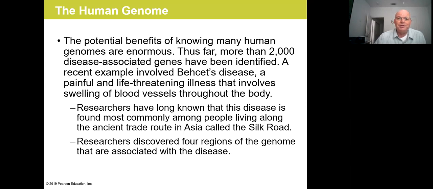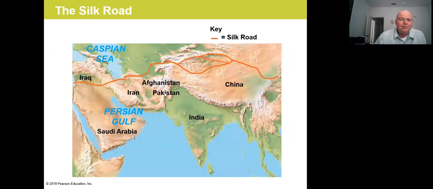So here's another disease that I had never heard of until I read this section in the textbook. Behçet's disease affects blood vessels, and it is found along the Silk Road. And this is the Silk Road leading from the Middle East through to China. This is the road, in fact, that Marco Polo followed when he entered into China and came back out again.